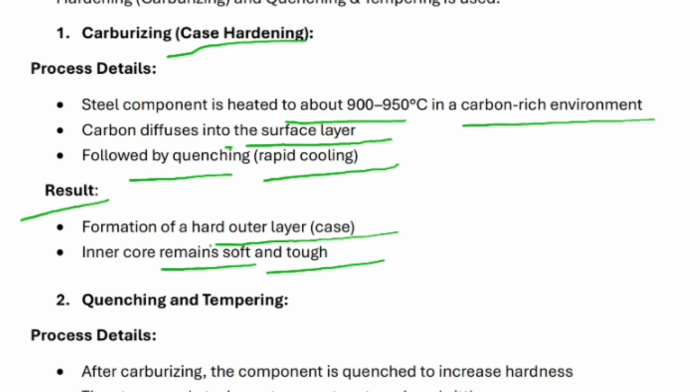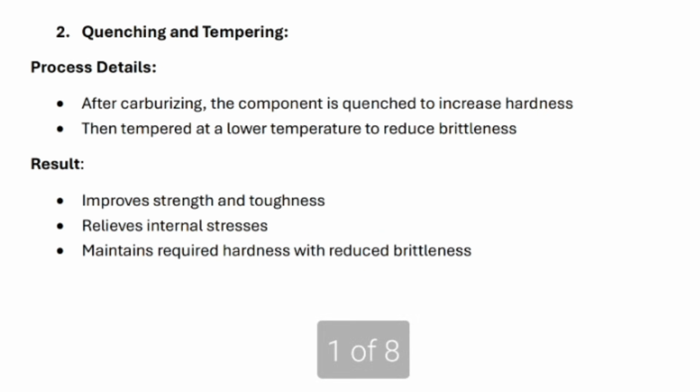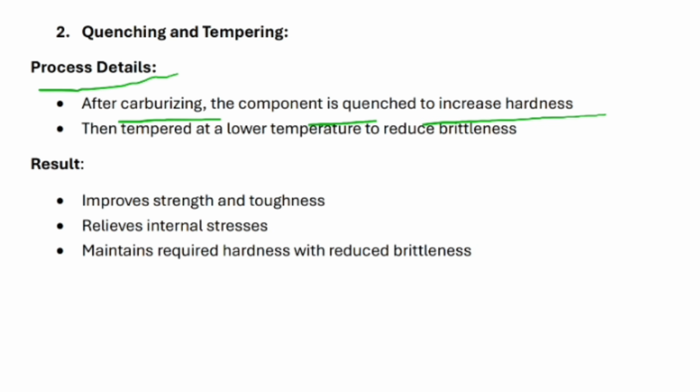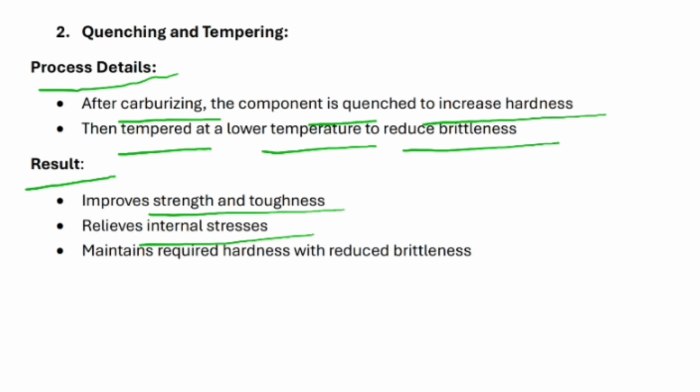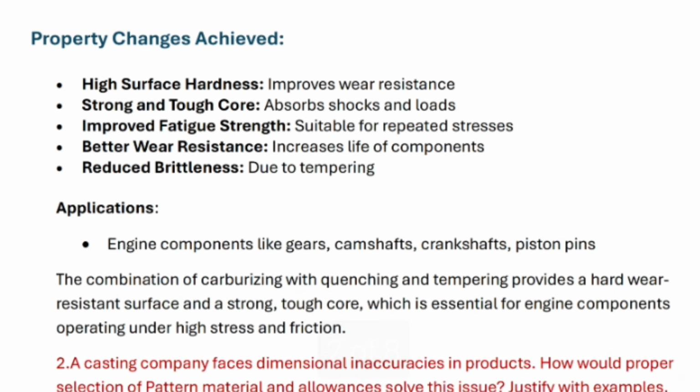The next method is quenching and tempering. In this method, after carburizing, the component is quenched to increase hardness, then tempered at a lower temperature to reduce the brittleness. The result is improved strength and toughness, relieved internal stress, and the required hardness maintained with reduced brittleness. Now, what are the properties achieved through all these processes?